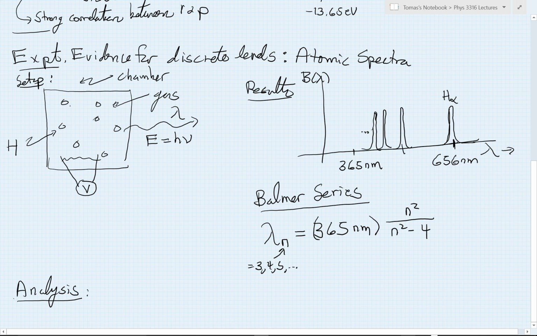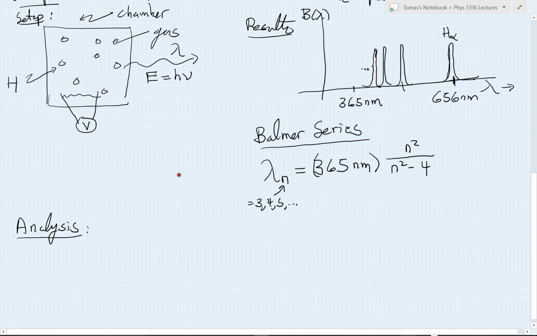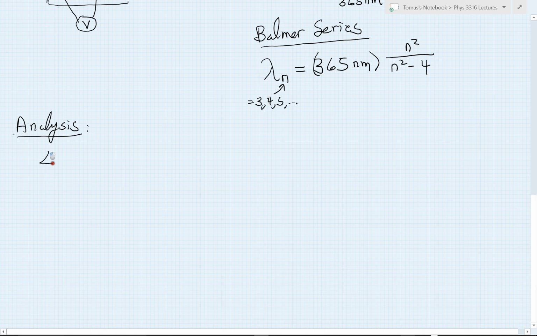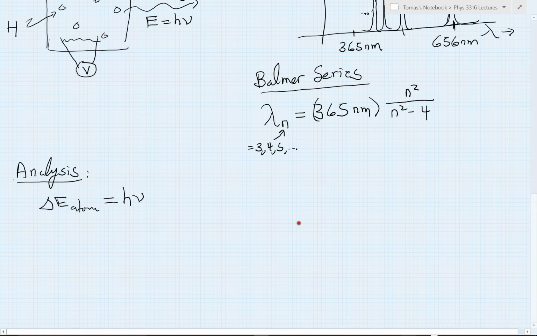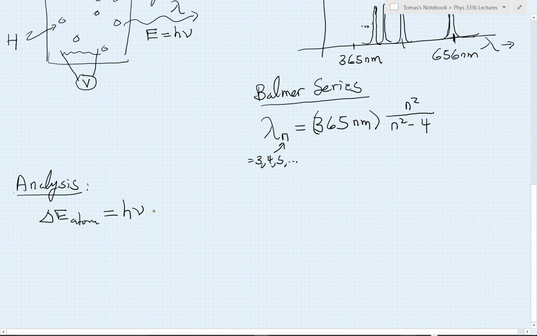So what we're really seeing here are changes in the energy in the atom. So what we're saying is there's a change in energy, delta E, for each of these atoms, and it's coming in the form of h times some frequency. Now the frequencies we can relate directly to the wavelengths. We know that nu equals c over lambda.